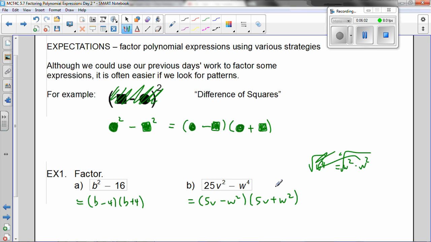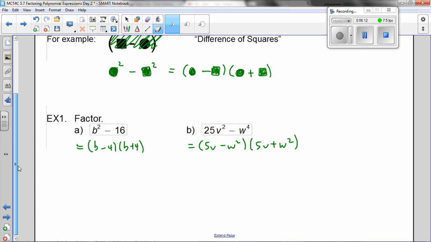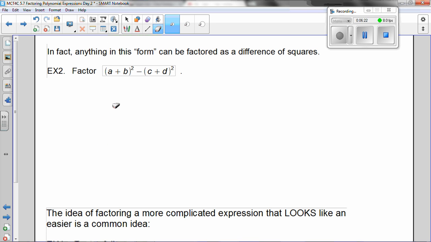Difference of square patterns. And these are pretty straightforward. Now, we'll actually be able to use the idea of a difference of squares to factor some pretty neat expressions. As we'll see later, the algebra today gets pretty involved. In fact, anything in this form can be factored as a difference of squares. So the idea here is, this is something squared subtract something else squared. Doesn't matter what it is, I can still factor it as a difference of squares.